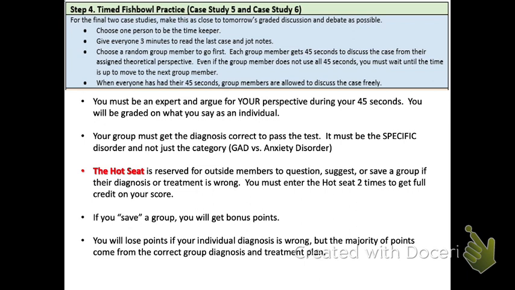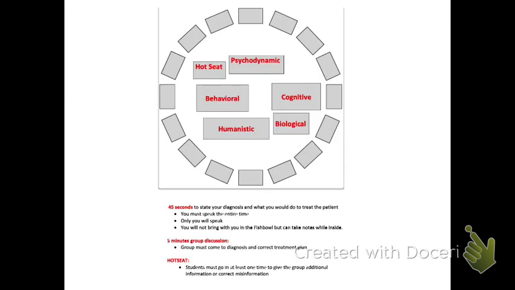If you save a group, like they're struggling and they're not going to say the right disorder and you help them, we oftentimes will give bonus points for that. Several times if you save a group multiple times. Now, if you initially diagnose the person wrong, but after discussing with your group, you decide that you know the correct diagnosis, that's okay. Most of your points are with the group. You will lose a few points from missing it as an individual, but if you change it to the group, then you get those points back, all right?